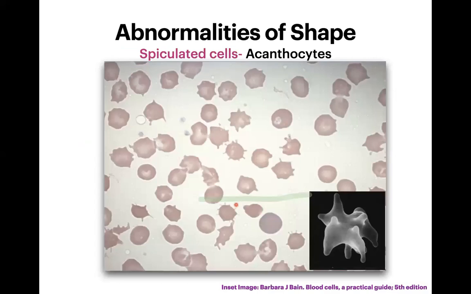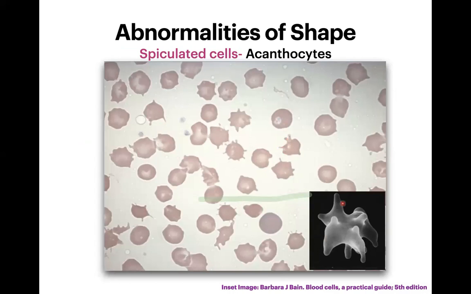Okay, so these are the acanthocytes. Here you can see this one has a lot of spicules. This has very few. Here the ends are bulbous, and the other one has a pointed end. So they are very uneven in shape and size.